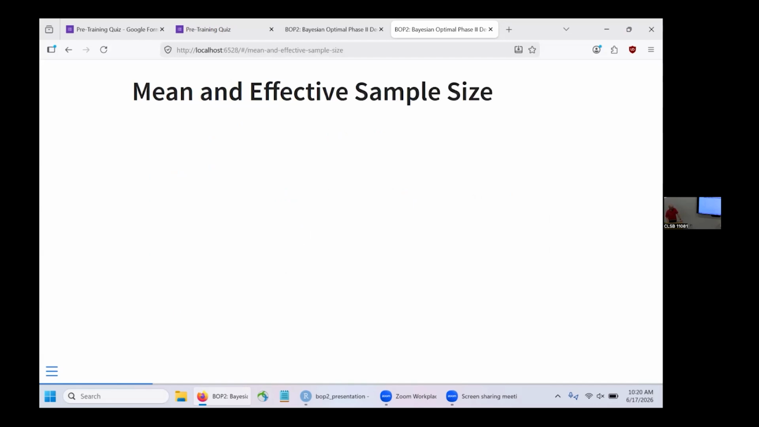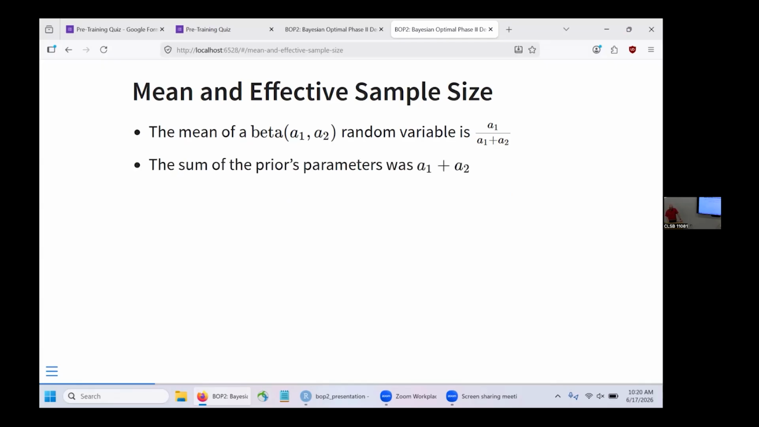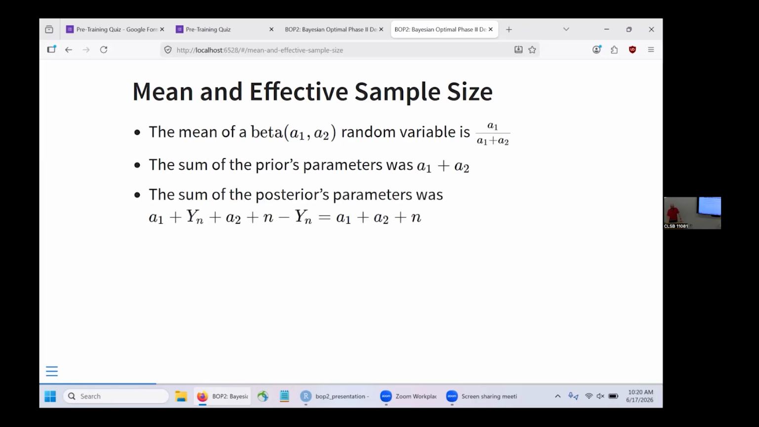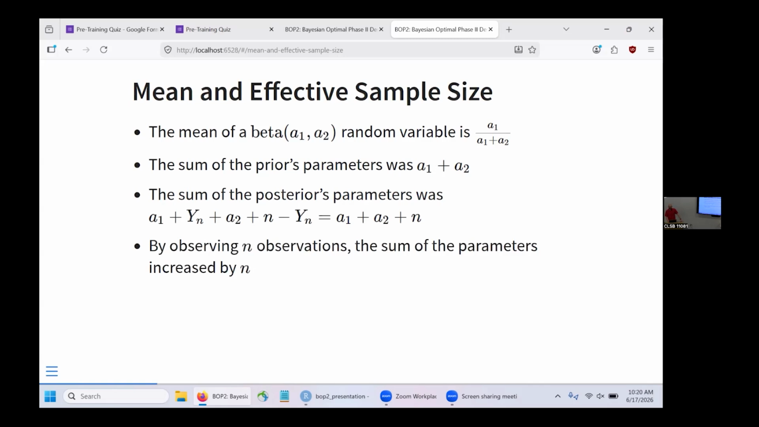So I do need to give you a vocabulary term that's going to come up a bunch today, which is effective sample size. But first, I'm going to tell you about the mean. The mean of a beta distribution with parameters A1 and A2 is A1 over A1 plus A2. The sum of the prior's parameters was A1 plus A2. The sum of the posterior's parameters is A1 plus A2 plus N. So by observing N observations, we increased the sum of the parameters by N units.